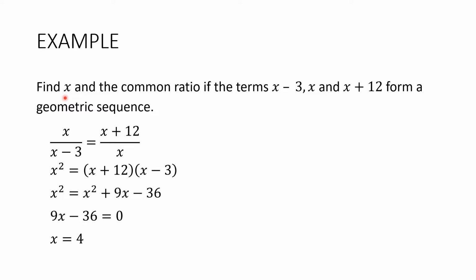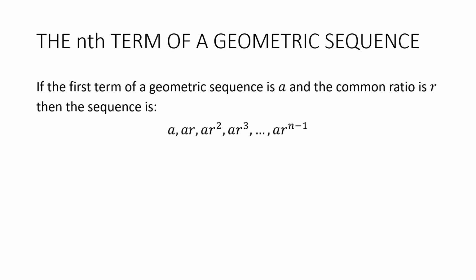So we've found x, we still need to find the common ratio, and that comes from either this or this, because remember this is term 2 divided by term 1. So let's substitute into here. So r will equal x divided by x minus 3, which is equal to 4 over 4 minus 3, which is 4. Now let's look at the nth term of a geometric sequence.